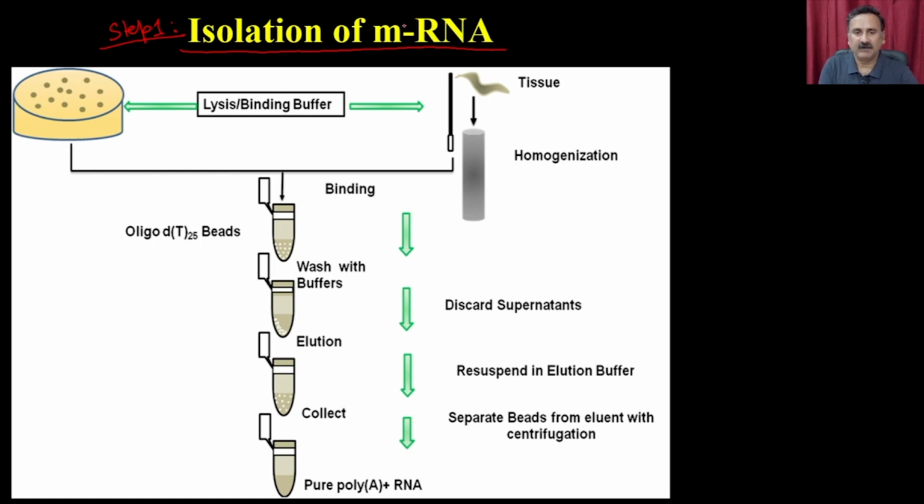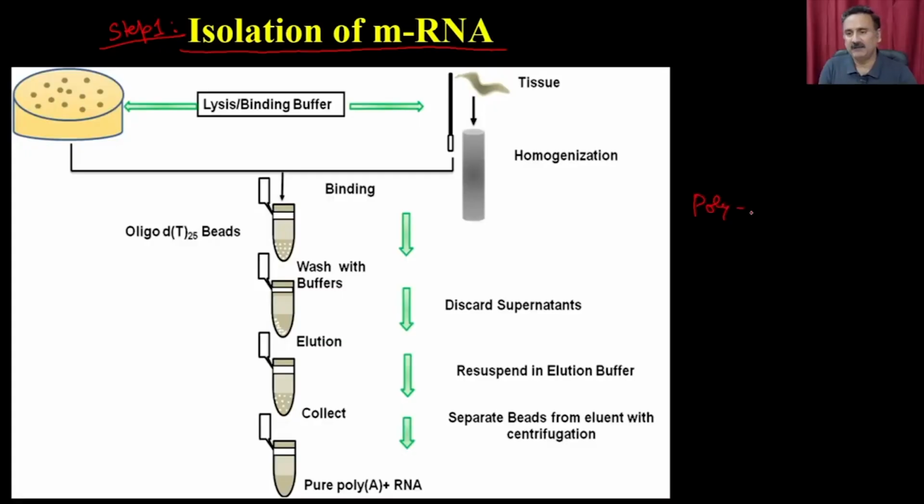So first you have to isolate the messenger RNA. Exploiting the structure of the messenger RNA, you can use the poly A tail, and the poly A tail has a very high affinity for poly T columns. Because A is complementary to T, you can use a poly T column, and that poly T column is going to give you all the messenger RNA which has the poly A tail.